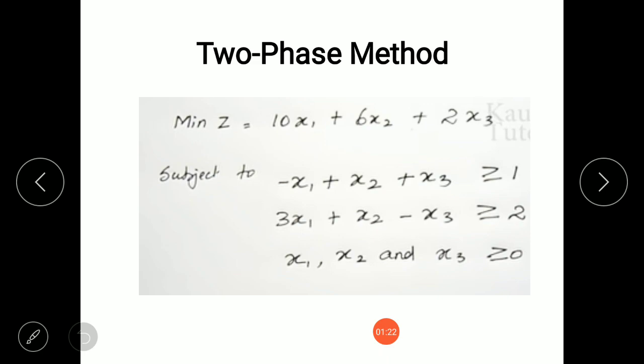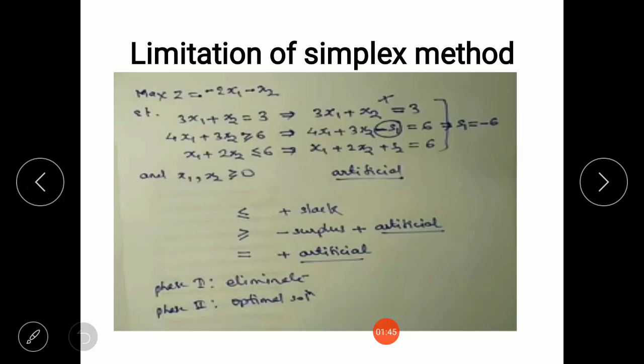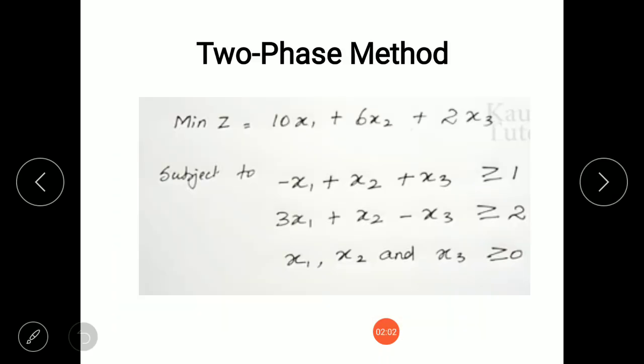Now first what we need to do, as I have already told you, we need to convert the inequality constraint equations into the equation form so that we can solve it with the two-phase method. Now as we can see, both the inequality constraint equations have the greater than or equal to sign, and as I have told you in my previous lecture also, if the inequality constraint equation is of greater than or equal to sign, then for solving that inequality constraint using the two-phase method, we need to convert it into the equation form by subtracting a surplus variable and adding an artificial variable.